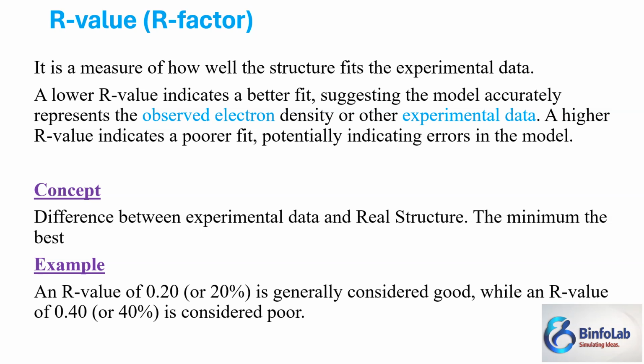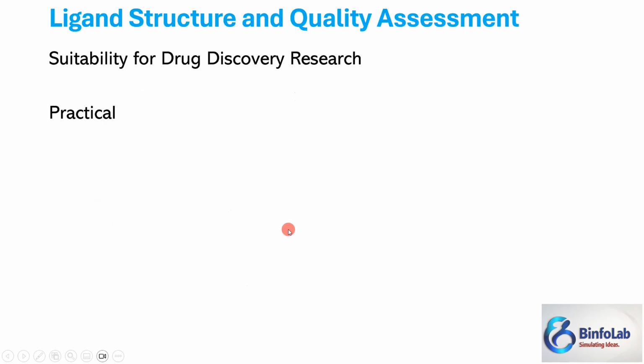And finally, you should also take care of the R value. If the R value is very big, then that means the structure has poor quality, so do not select that structure; go for another option. This is the concept: the difference between the experimental data and the real structure, the minimum, the best. An R value of 0.2, that means 20%, is generally considered good, while an R value of 0.4 or 40% or above is considered a poor structure.